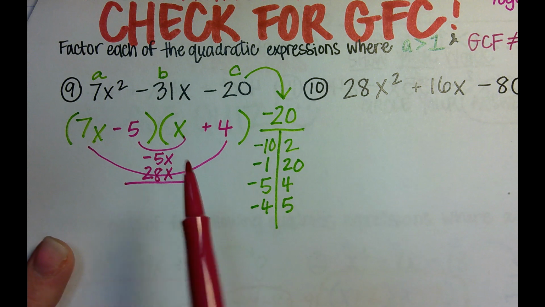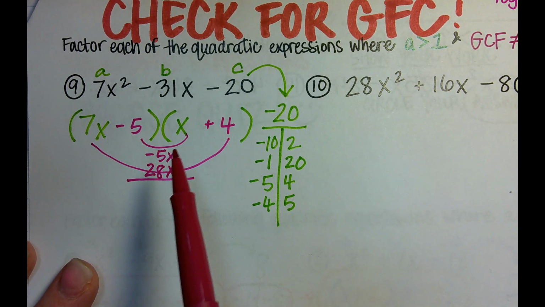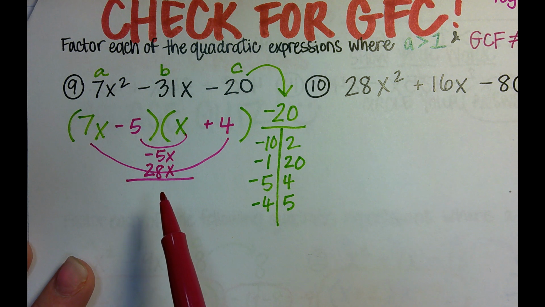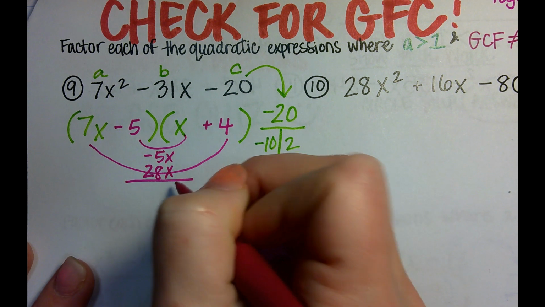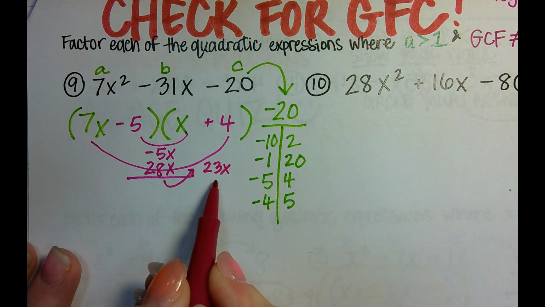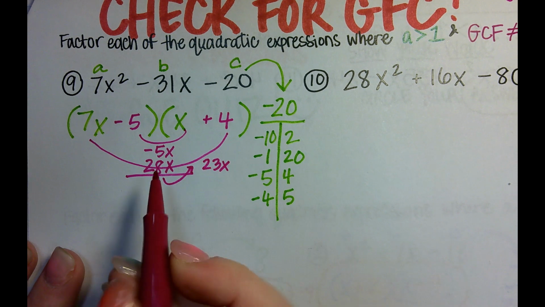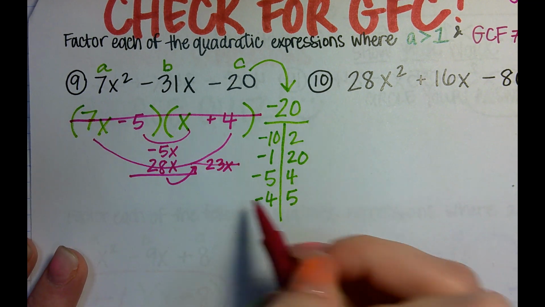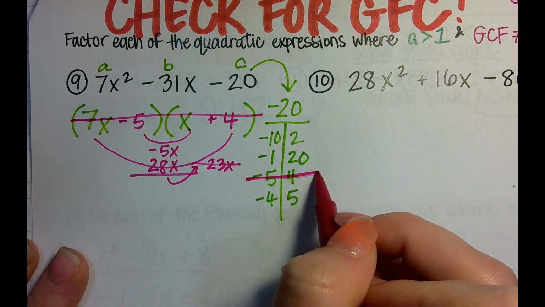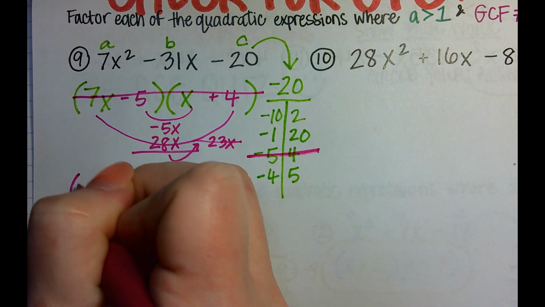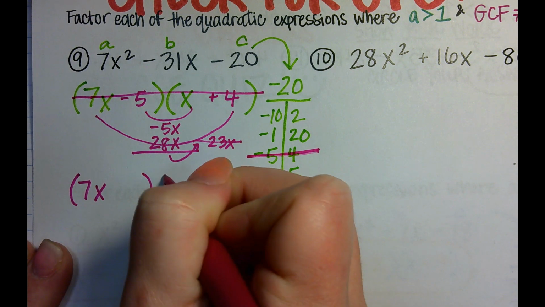Okay. Let's see, -5x plus 28x, what does that give me? Yeah, positive 23x. And that's not equal to our middle term, is it? No, so that's not our answer. So we can cross that one off, and we can try another. Let's rewrite 7x and x.